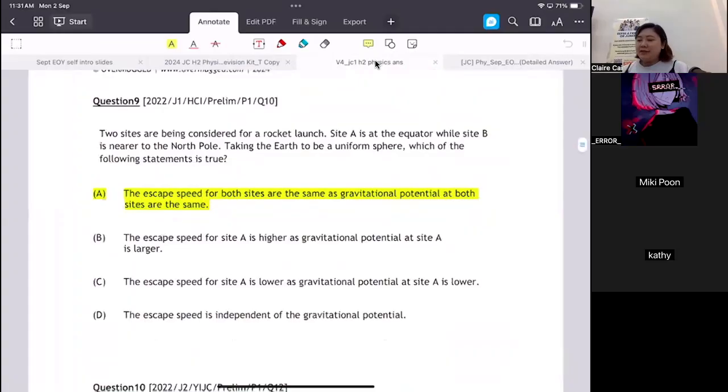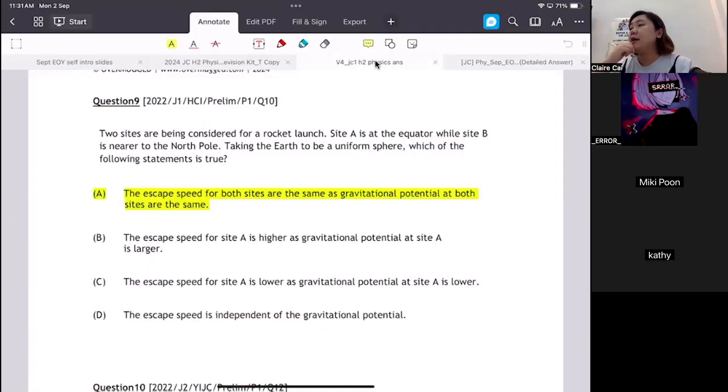And question 9, two sites are considered for a rocket launch. A is at the equator, whereas B is nearer to the North Pole. Taking the Earth to be a uniform sphere, which of the following statements is true? So this one, we're looking at the escape speed. We actually don't need to look at the rotation and all that in this case. We just need to look at the change in the energy. We'll cover more details later.